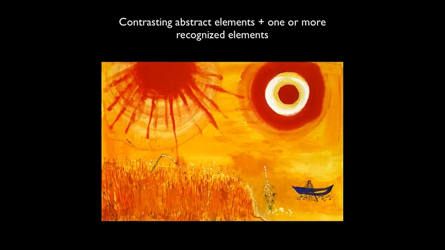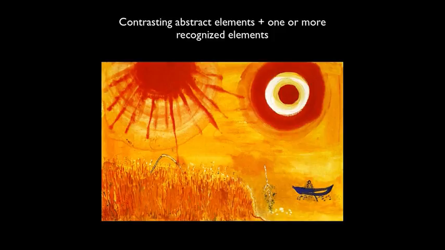Hey, how about contrasting abstract elements with one or more recognized elements? You know, we're all over the place here, and it all works. And it works because eventually we get our handles on all of the various strategies that we have in order to manipulate this part of the composition or that part of the composition. But of course, that's where we're headed in week 4 and 5.